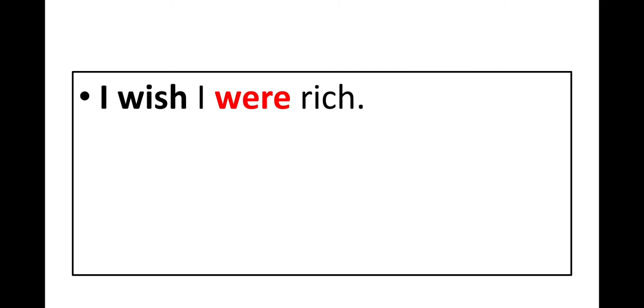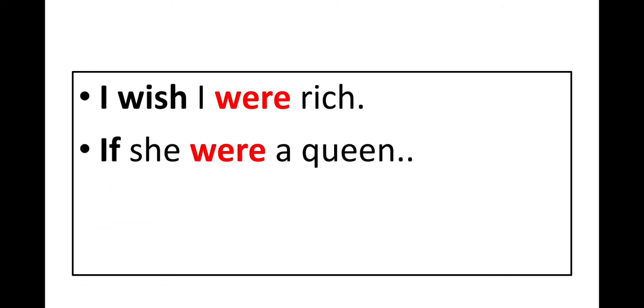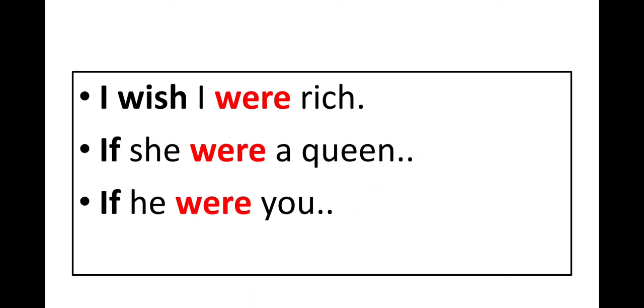You will understand better with examples. So: I wish I were rich. So here you see we are using the subjunctive to express a wish. That's why we'll use were in place of was with I. Okay, you will not say I wish I was rich. You will say I wish I were rich because it's a subjunctive which is expressing a wish. Another example: if she were a queen. So here again it's an imagination, it's a hypothetical situation. That's why we'll use were in place of was with she. We'll not say if she was a queen. Okay, another example: if he were you.